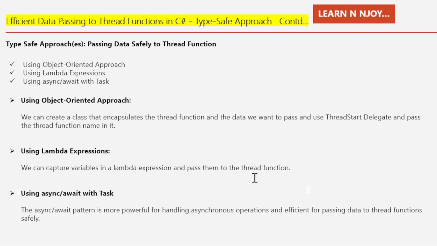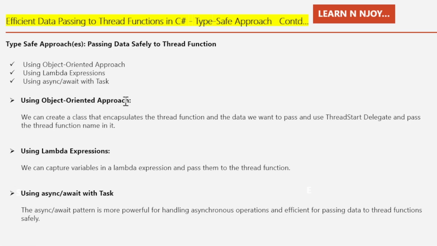Type safe approaches: passing data safely to the thread function. There are mainly 3 type safe approaches for passing data safely to a thread function in C#. What are they? First, using the object-oriented approach. Second, using a lambda expression. Third, using async await with the task approach.